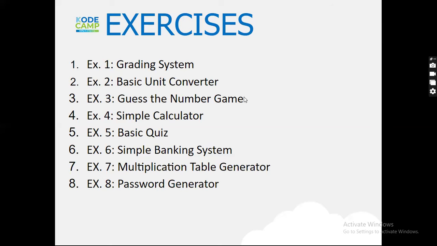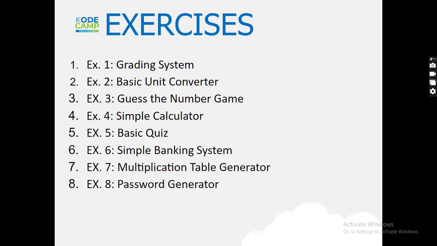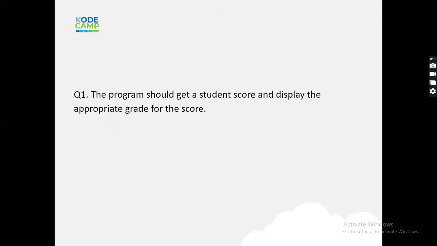Each of these actually has a description. For exercise one, which is the grading system, it says that we should write a program that gets student scores and displays the appropriate grade for that score. Let me explain it properly. The way this program will work is that the students will be given the space to input their scores.